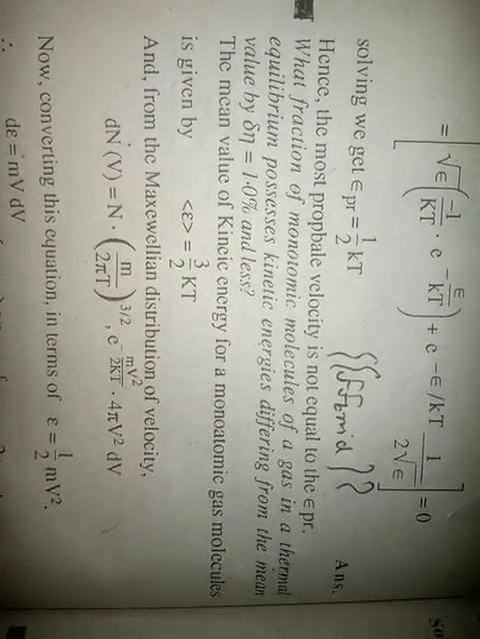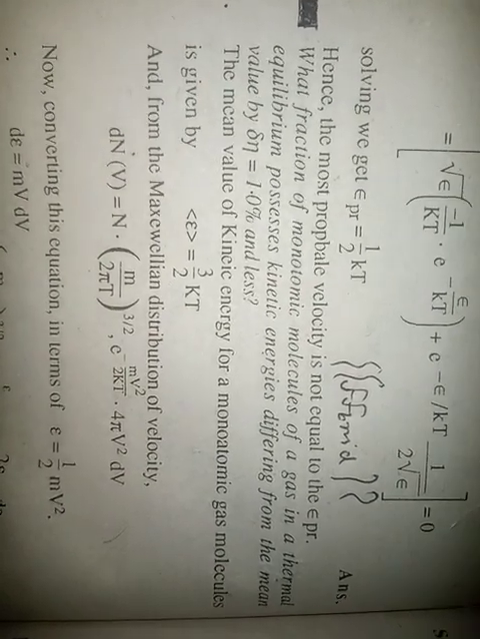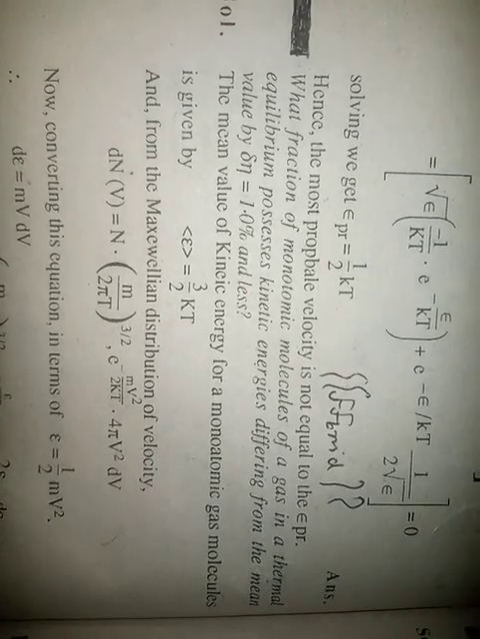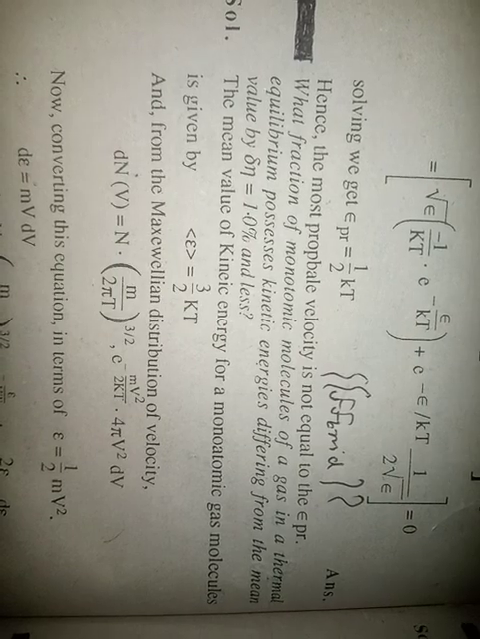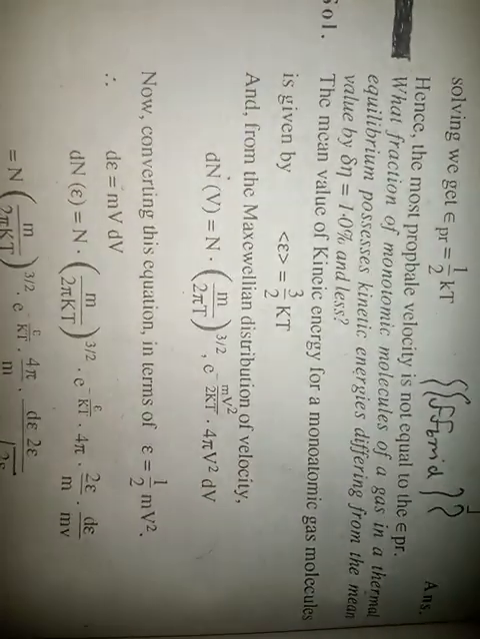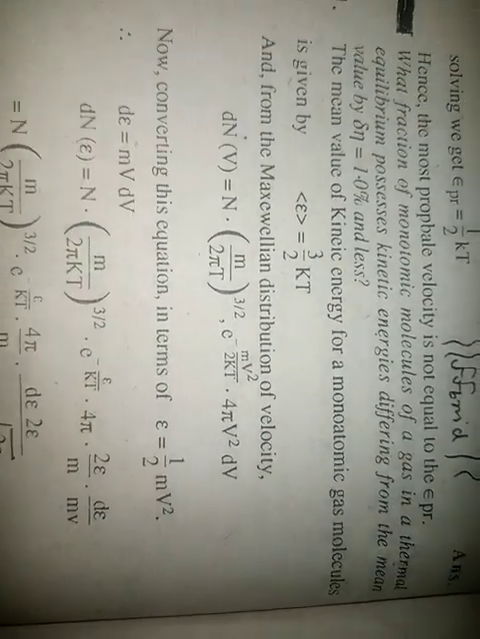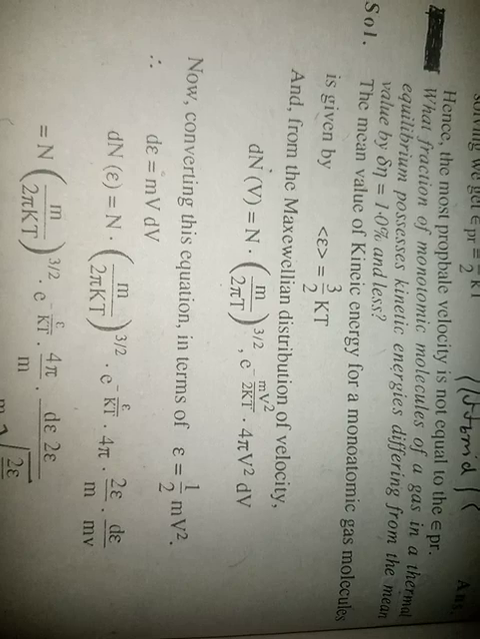What fraction of monatomic molecules of a gas in thermal equilibrium has kinetic energy differing from the mean value by δη = 1.0% at most? The mean value of kinetic energy for a monatomic gas molecule is given by average ε equals 3/2 kT.